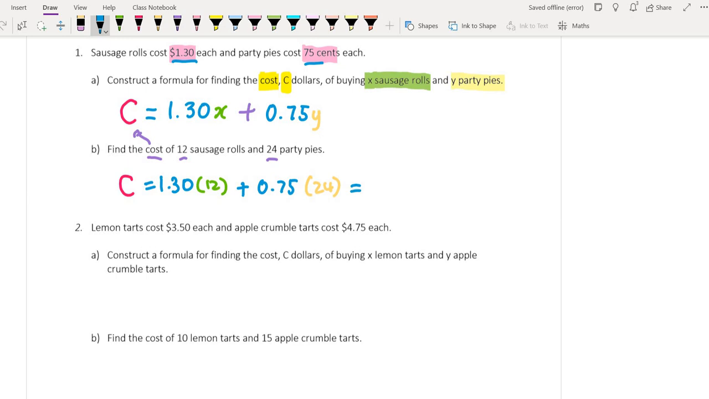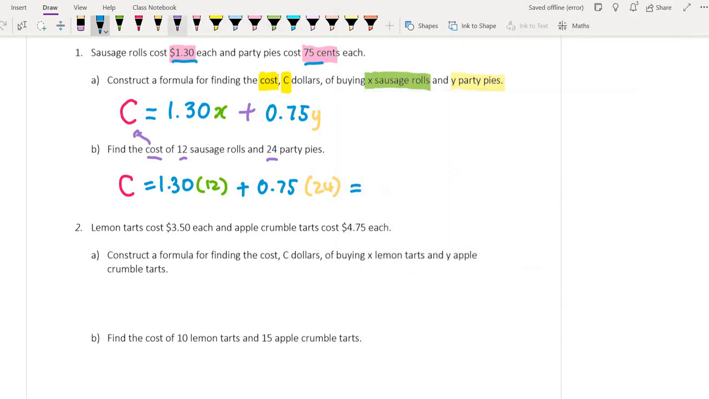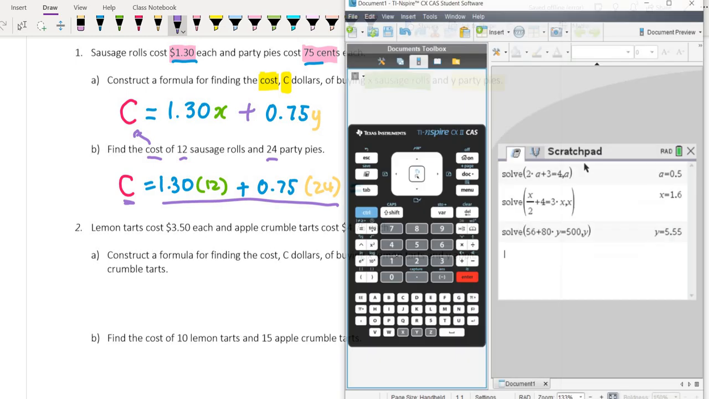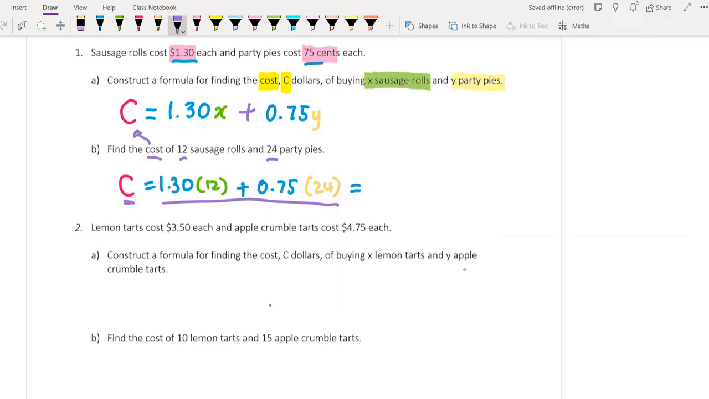Now, obviously, you should use the CAS to solve this. And the way to go here isn't to use the solve function. We're not actually solving for any variables here. We have already set up an equation for C. And we just have to find out what this is equal to. So here we have 1.3 times 12 plus 0.75 times 24. So it's $33.6 is how much it costs altogether.